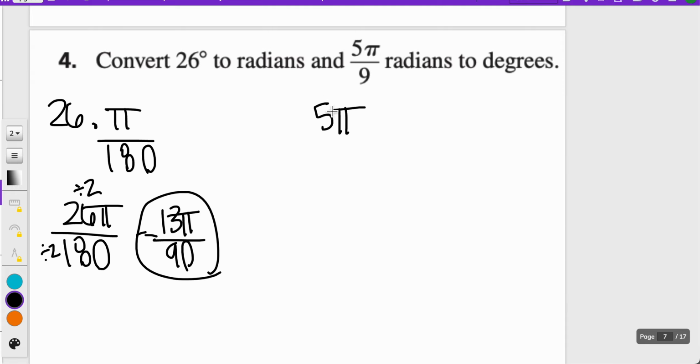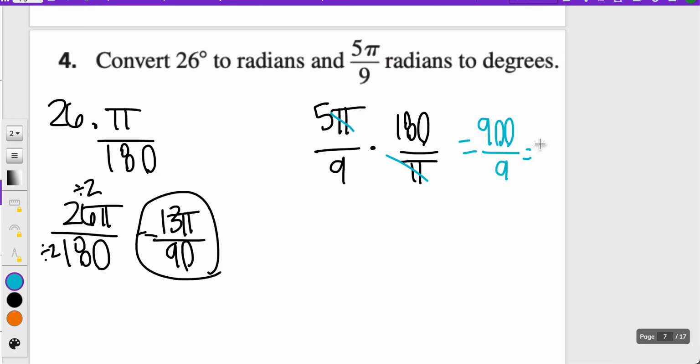If I have radians though, 5 pi over 9, I'm going to multiply by the reciprocal of what I just did, 180 over pi. The nice thing about this, and the reason why this is happening, is these pi's get canceled out, so I'm just doing 5 times 180, which is 900, and then over 9 gives me 100 degrees.